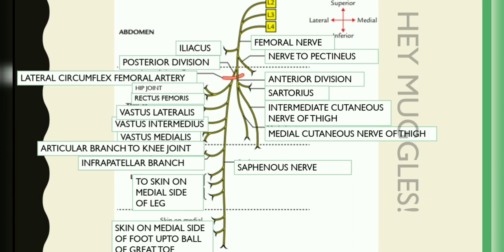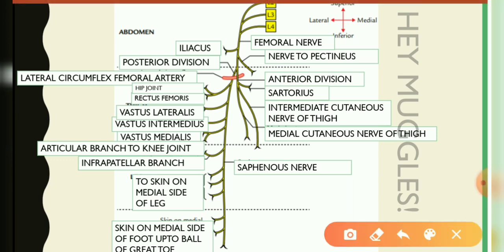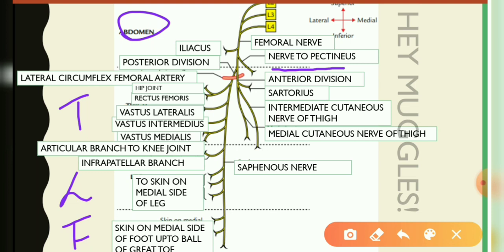Right. So in this diagram, this is your abdomen, this is your thigh, this is your leg and this is your foot. Right. So it is arising from L2, L3 and L4, and then it enters the thigh. It passes between iliacus and psoas major muscle, and then it enters the thigh posterior to the inguinal ligament, and about 2 centimeters below the inguinal ligament it divides into anterior and posterior division. Right.